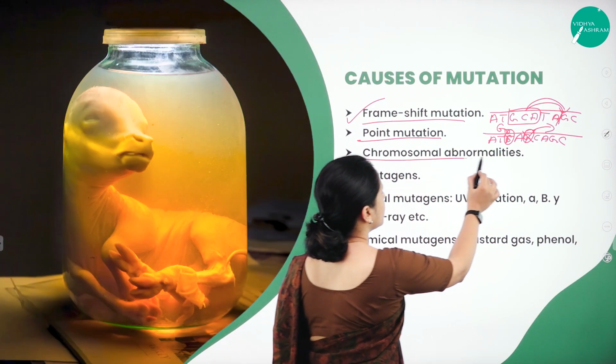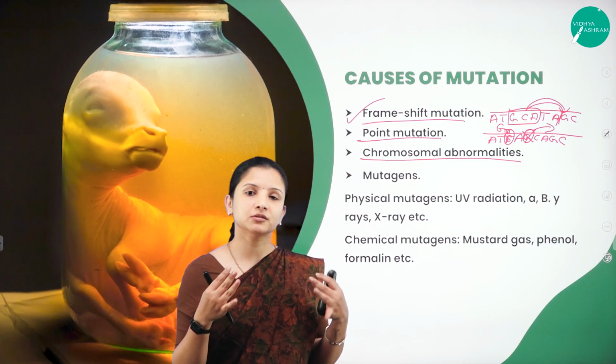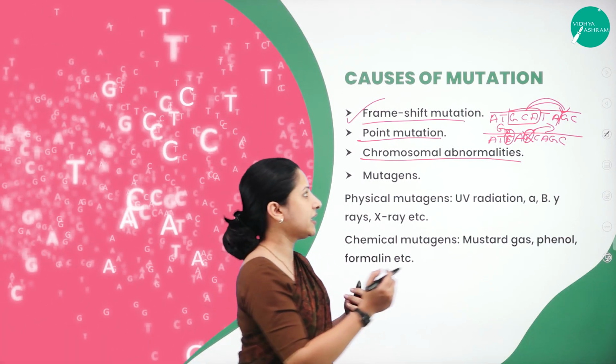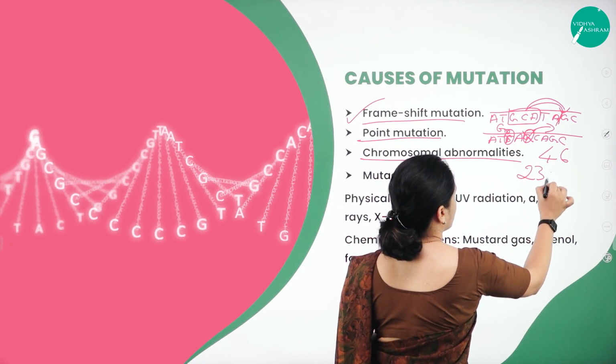Next is chromosomal abnormalities. Here, you know that we humans have 46 chromosomes, that is 23 pairs of chromosomes.